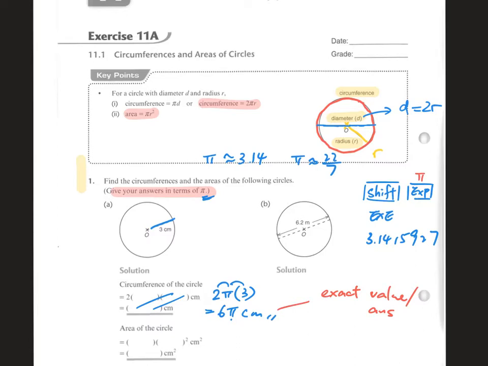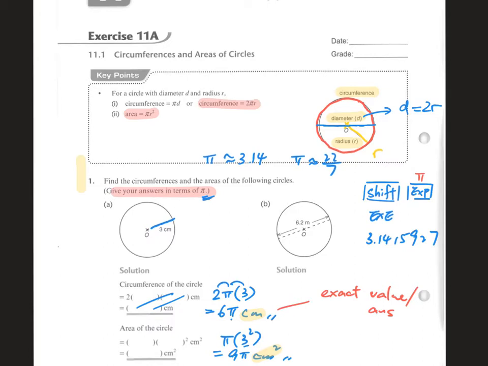Next, the area of circle more or less the same. So you have pi 3 squared. So 3 squared would be a 9. So that's why it's 9 pi cm squared. Now another thing you have to note very carefully would be circumference is a length. So that's why it's cm. Area is area. So that's why it's cm squared. So this is the thing you need to notice very well.